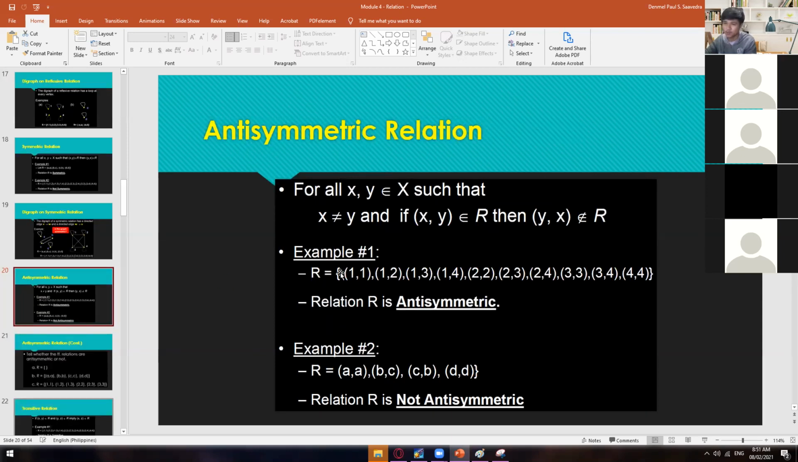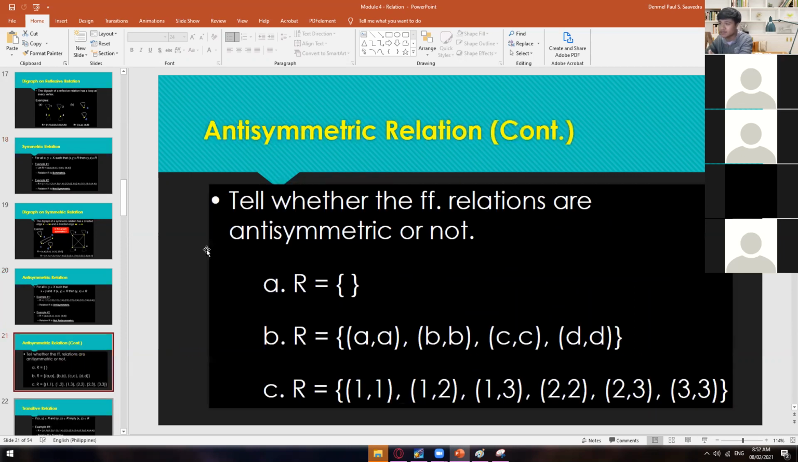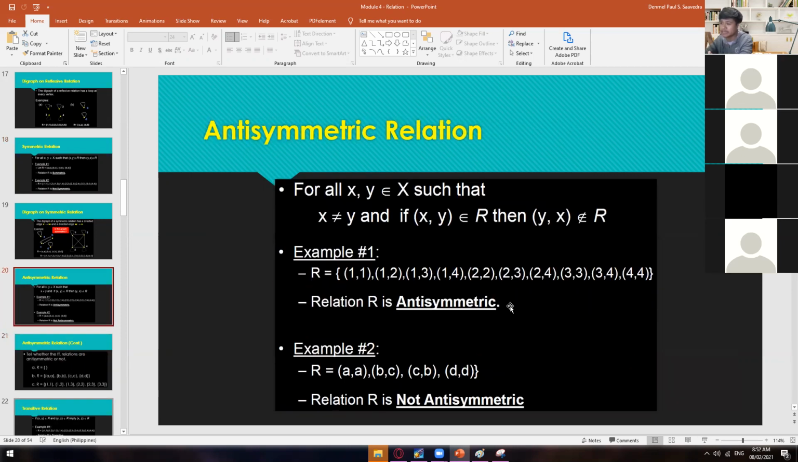This one is super easy since we already learned about symmetric relation. Again, we have 1, 1, so no problem. But we have here 1, 2, wherein it doesn't have 2, 1 as another ordered pair. If that's the case, then this one is already antisymmetric. This is actually the same example as before. We just called that one not symmetric because I hadn't introduced antisymmetric yet. But since you already know antisymmetric, just call this one antisymmetric. Okay.